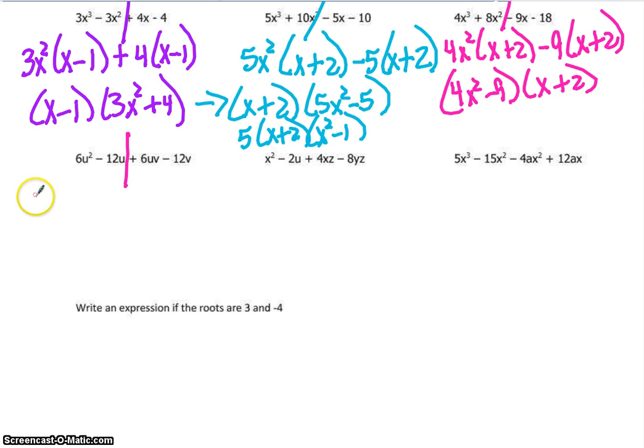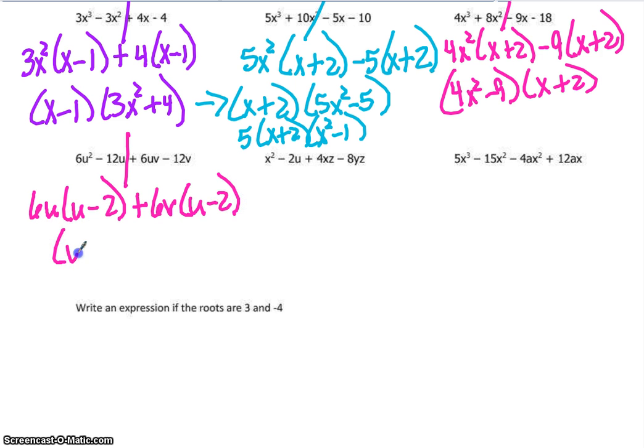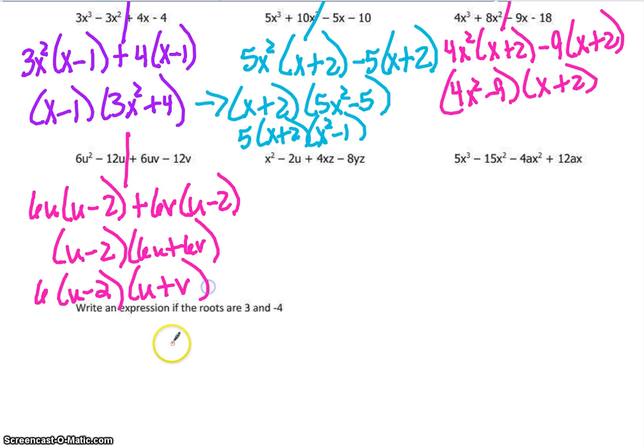Cut it in half. They both divide by 6. They both have a u. Leaves you u minus 2. Plus, they both divide by 6. They both have a v. Leaves you u minus 2. So u minus 2 and 6u plus 6v. Once again, these two both have a 6, so I'm going to pull that 6 out, bring down my u minus 2, and when I pull the 6 out, I'm left with u plus v.